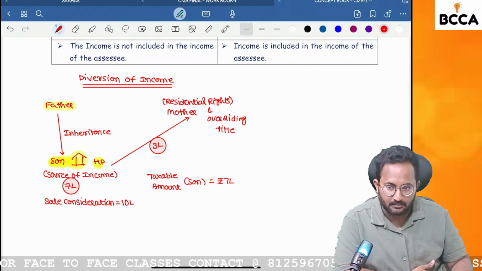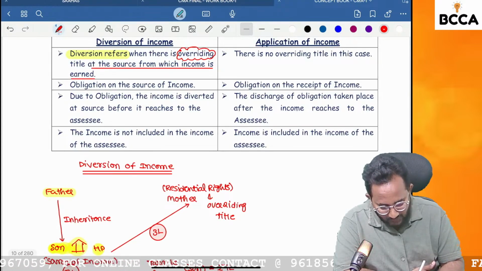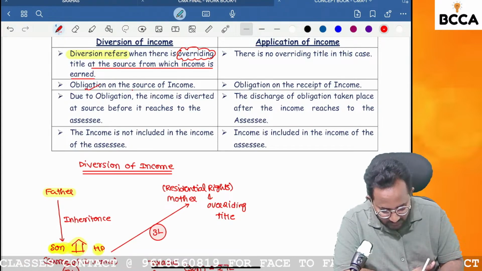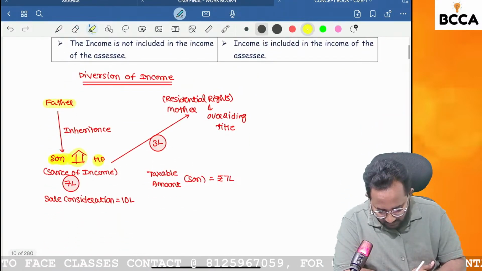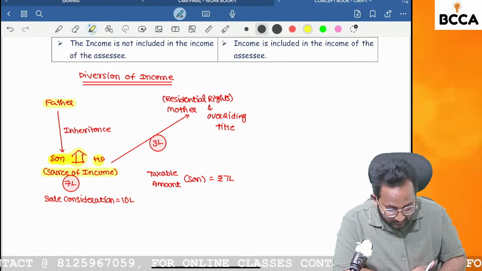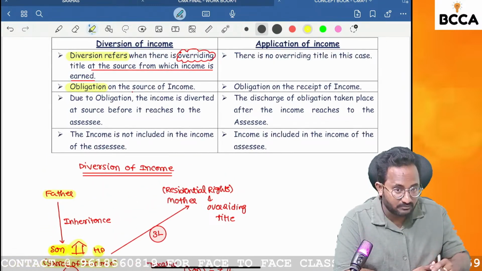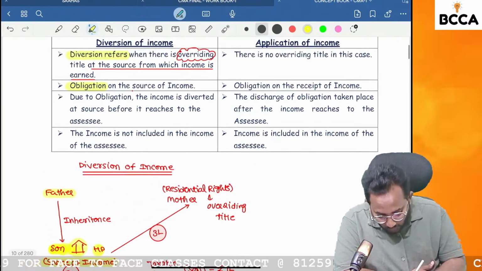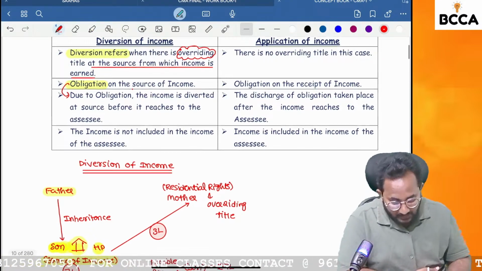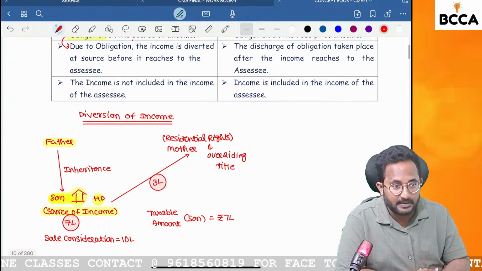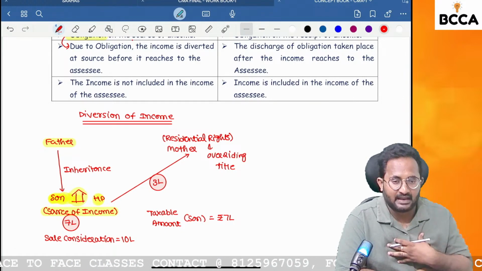The overriding title is on the source of income. Which income is earned? The source of income is the house property. On that house property there is an overriding title with the mother. In this situation we can divert the income. Second point: you have an obligation on the source of income, the house property. You have to deliver some amount of money to your mother. Due to this obligation, the income will be diverted to the mother before reaching my hands.